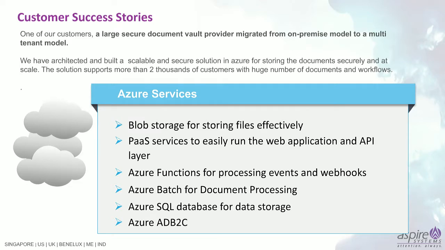The different services that were used from Azure are the Blob storage for storing the files effectively and securely, the PaaS service, which is the App Service including the API app and the web app, to easily run the web application and the API layer, Azure Functions for processing events and webhooks. Azure Functions is an example of serverless computing in Azure. Azure Batch for document processing. Azure Batch is a high-performance cluster that's available in Azure. Azure SQL Database, which is the PaaS version of the SQL Server, for data storage. And Azure AD B2C, which is the identity and access management solution available on Azure. So all of these services were used in conjunction to provide a scalable and secure solution.